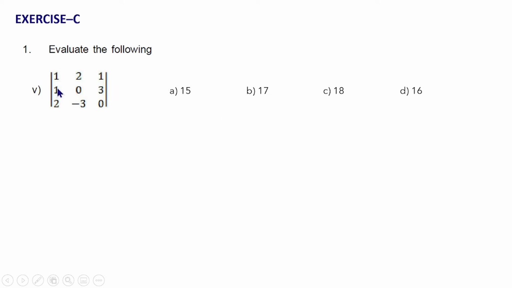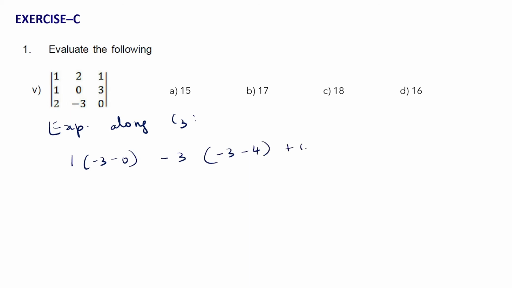Next question, determinant of 1, 2, 1, 1, 0, 3, 2, minus 3, 0. So if we expand along C3, it will be easy. So expanding along C3, we have 1 into minus 3 minus 0, then minus 3 into minus 3 minus 4, then plus 0. So this is the given determinant. So this is equal to minus 3 plus 21, which is 18. So the correct option is option C.